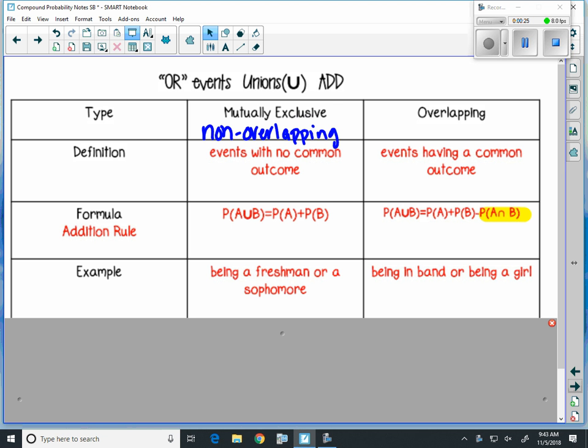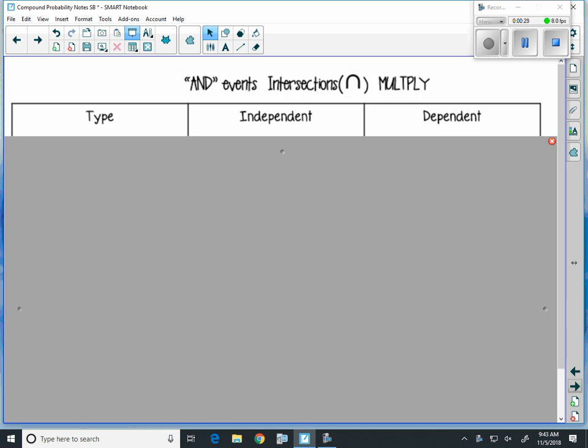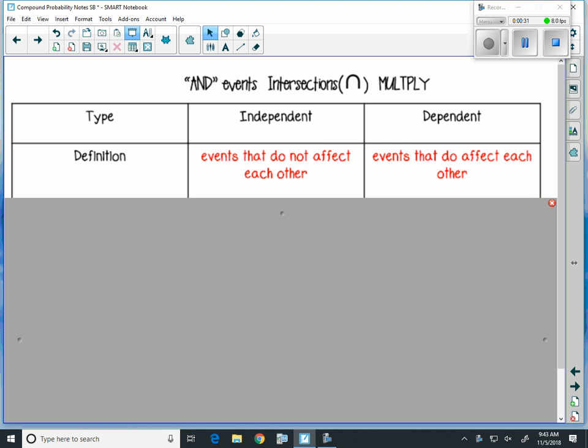Any questions before we move on to "and"? All right, so when we're dealing with "and," we don't really have mutually exclusive and overlapping. It's called independent and dependent, meaning there are events that don't affect each other and events that do affect each other.